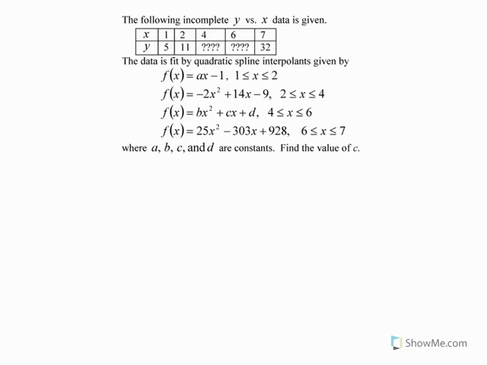We are given y versus x data. However, this particular data is incomplete. We are not given the value of y at x equal to 4. We are not given the value of y at x equal to 6. Then we are told that there are certain quadratic splines which are going through consecutive data points right here. And again, some of the spline interpolant information is not given to us.